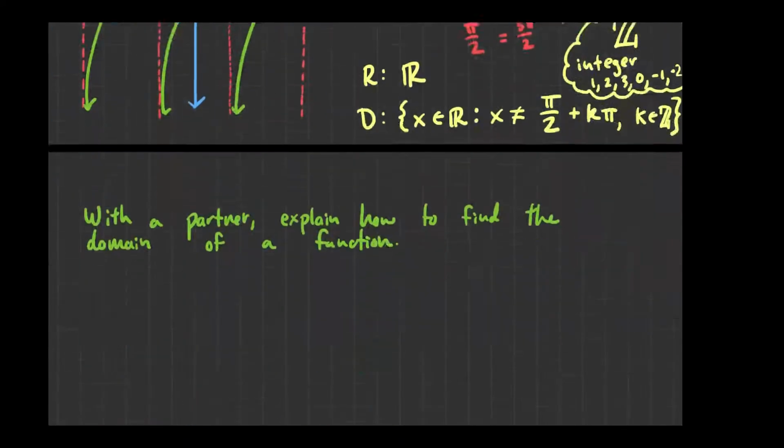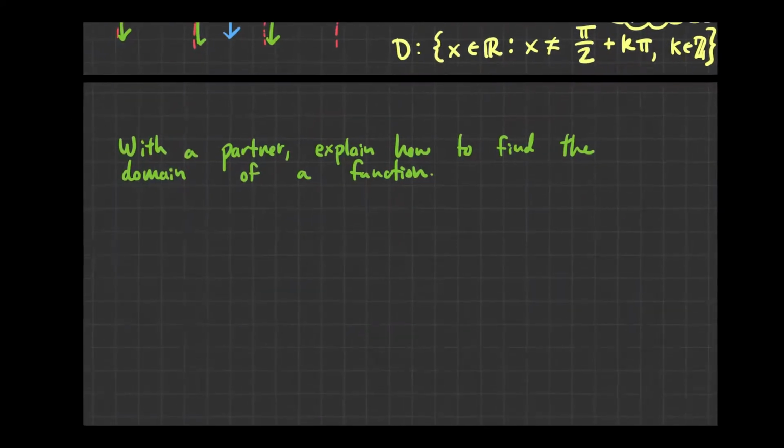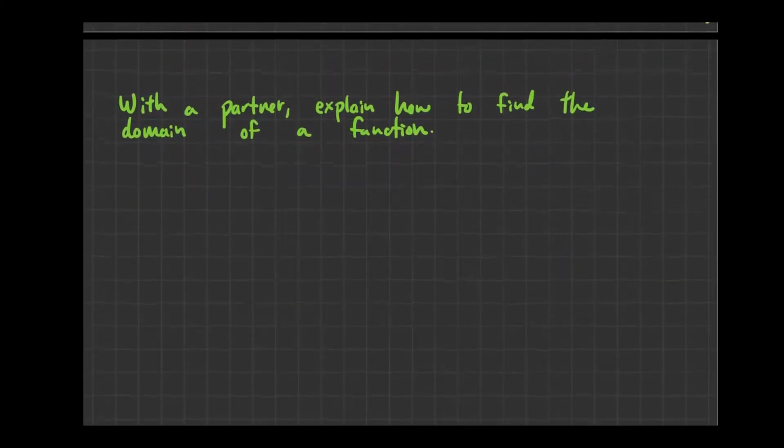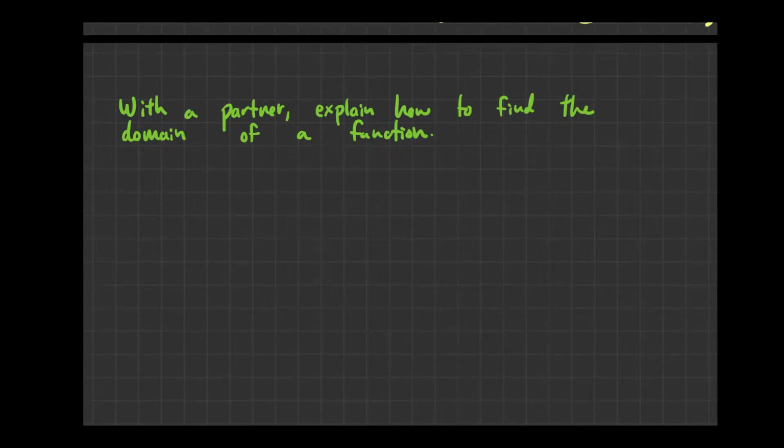Okay, so what I'd like you to do is, with a partner, spend 1 minute explaining how to find the domain of a function. You've got 1 minute starting now. I guess we've only got 2 sets of partners. You probably know who your partner should be. I want you to talk a little bit about how you would go about finding the domain. Okay, go.